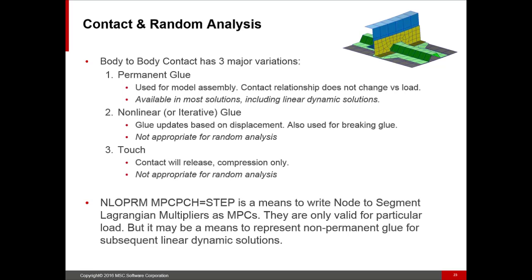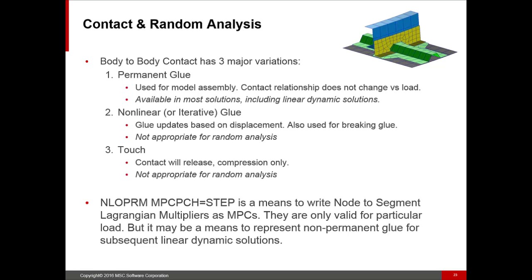Okay. One of the ones I wanted to get to here, so I stuck it up front, was contact, which is obviously being used a lot more, body to body. There's three different types. There's permanent glue, there's nonlinear glue, which is where it actually changes based on load. That can also be used if we want to do breaking type of relationships, where things start to fracture. And then there's touch, which is arguably what most people think about as contact, the heel-toe type of effects. The only one that's actually pertinent for doing random analysis or any type of linear dynamic analysis at all is permanent glue.